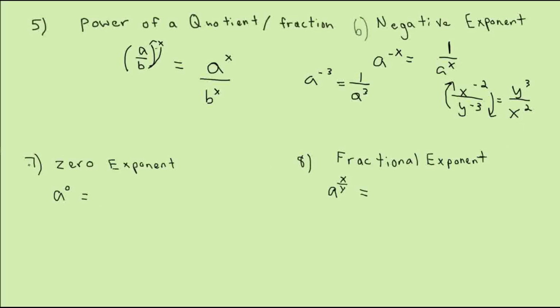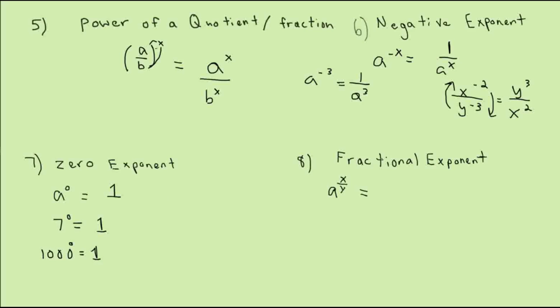Okay, zero exponent. When our exponent is 0, our answer is always going to be 1. So if it's 7 to the 0 power, 1. 1000 to the 0 power, 1.